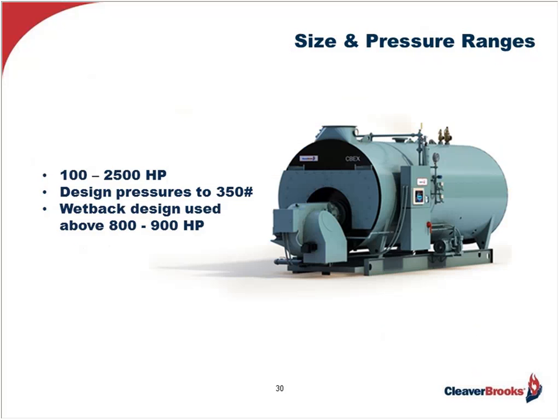Now let's take a look at the capacities or size ranges for these horizontal fire tube boilers and their design pressure limitation. Now, as you can see, the size range is fairly large, between 100 and 2,500 horsepower, and that equates to about 3,500 pounds of steam per hour to a little over 86,000 pounds. In other words, these boilers now compete with the industrial water tube boilers at the lower end of their range. Now, the design pressures go as high as 350 pounds, but normally you'll find these boilers in the 150 to 250 range.